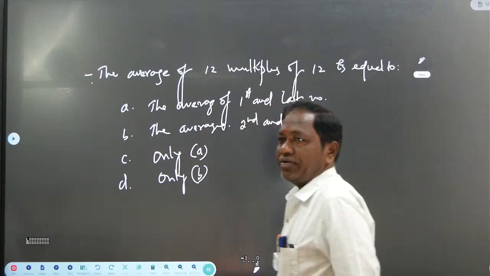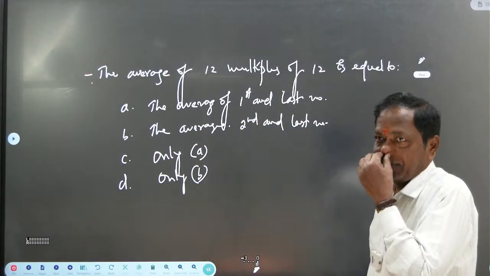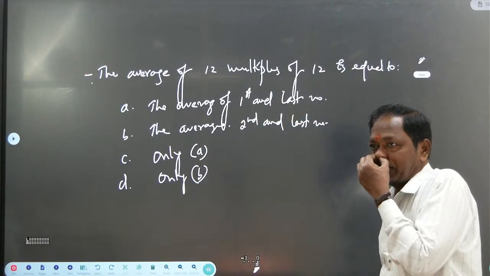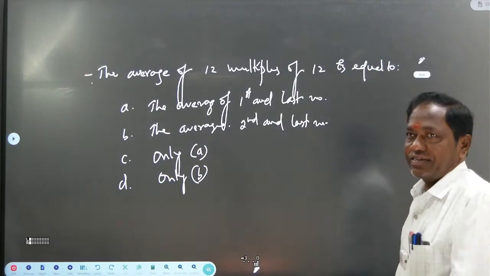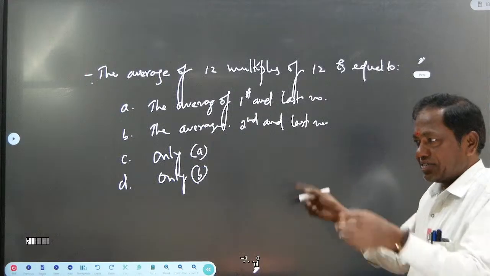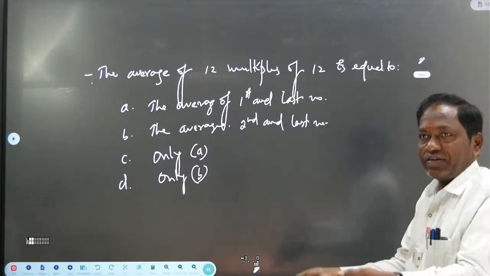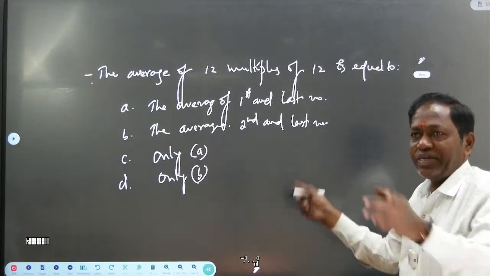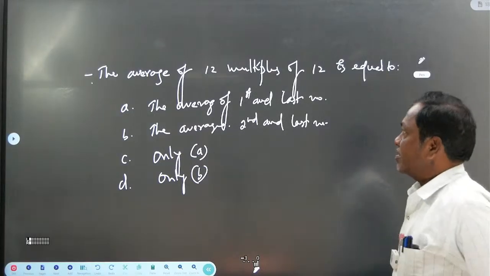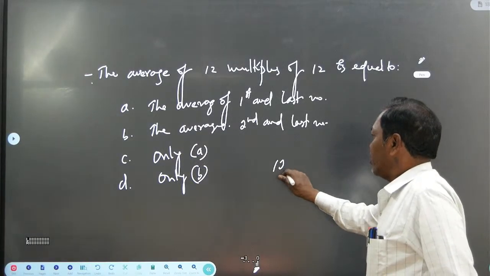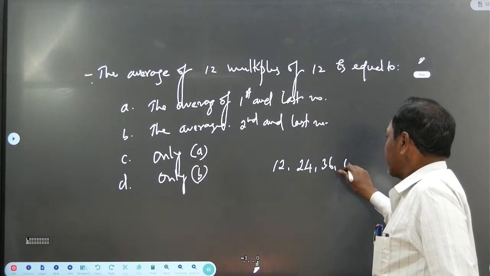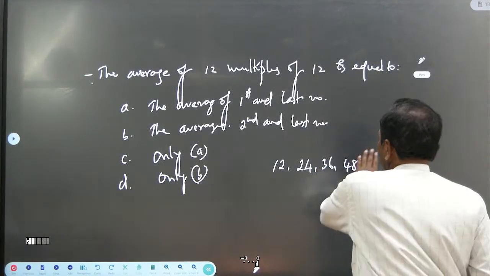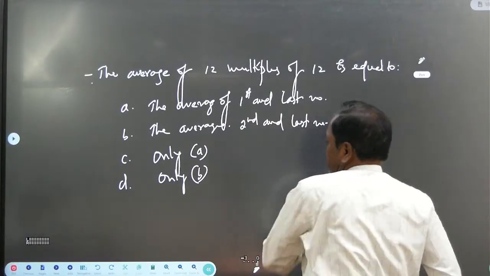Only B? Which one? Only A. Only A, that's right. Did you get that? Select it. It can just be the middle one. It will be the same. Say for example 12, 24, 36, 48.